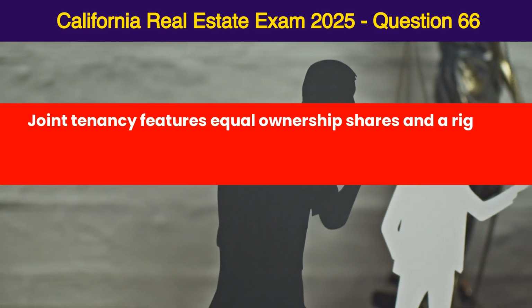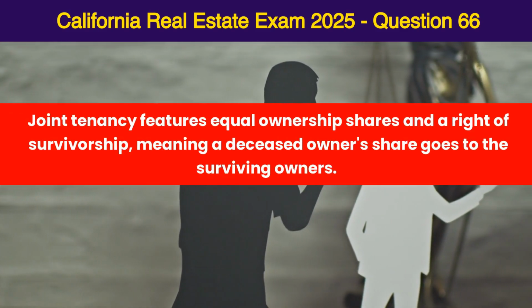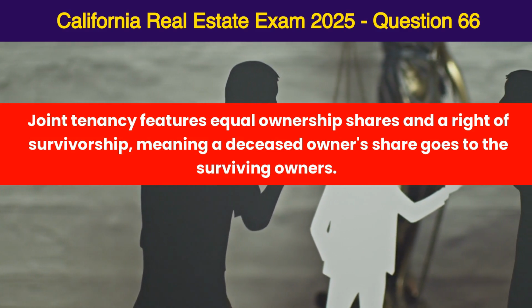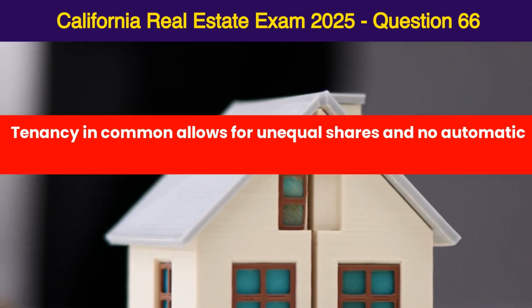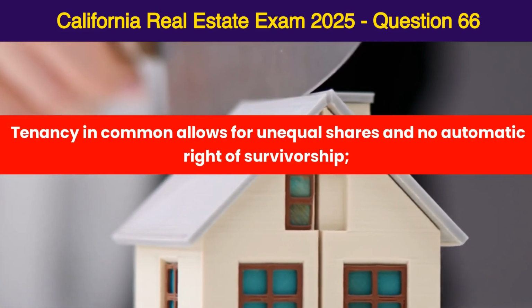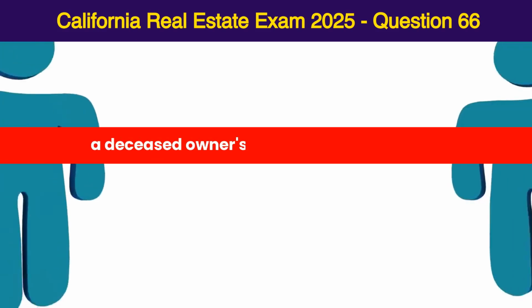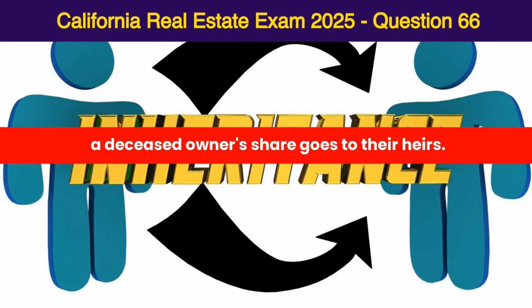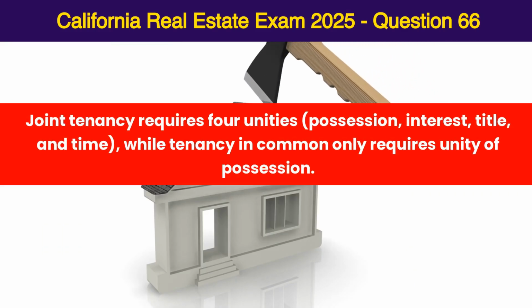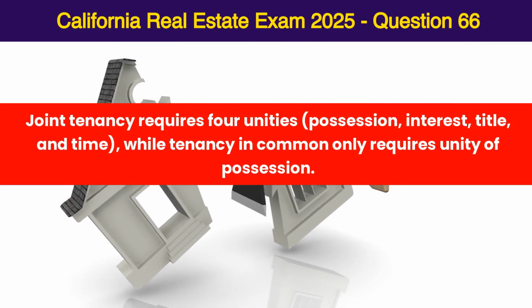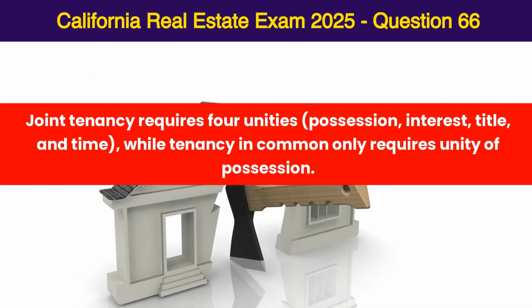Joint tenancy features equal ownership shares and a right of survivorship, meaning a deceased owner's share goes to the surviving owners. Tenancy in common allows for unequal shares and no automatic right of survivorship. A deceased owner's share goes to their heirs. Joint tenancy requires four unities: possession, interest, title, and time, while tenancy in common only requires unity of possession.